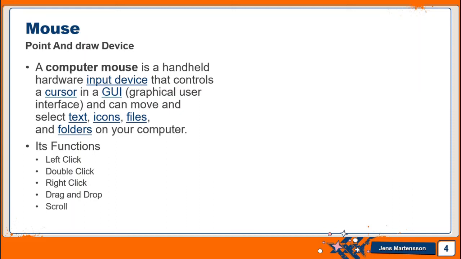Its functions are left click, pressing the left button once, that is called left click; double click, pressing the left button twice, very quickly, that is called double click. Sometimes we need to triple click also. Right click, pressing the right button once, that is called right click. Drag and drop: suppose we want to move some icon from one place to another, so we have to drag and drop. Scroll. These are the functions.